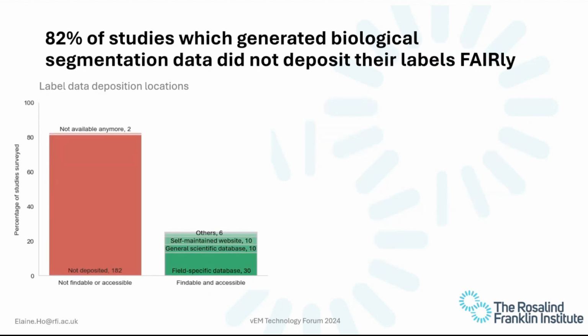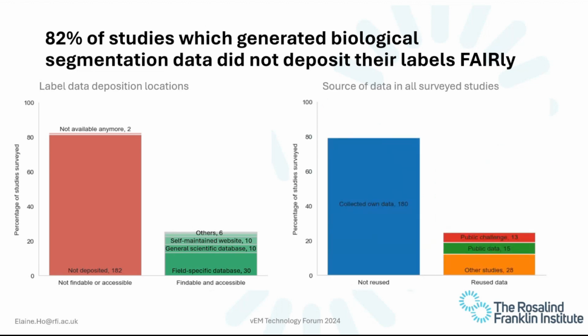So maybe unsurprisingly for some people who might have looked for label data in the past, we found that 82% of the studies we looked at did not deposit their label data FAIRly. That's 182 studies of the 227 we looked at that did not deposit it at all. Considering that a lot of this research is publicly funded, it's quite sad that it's also not publicly available.